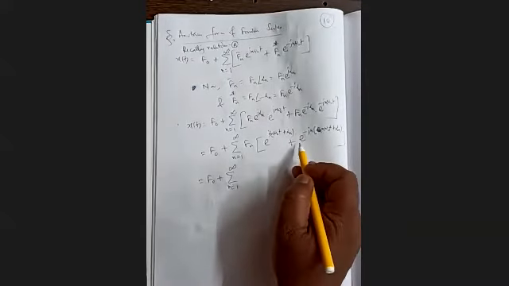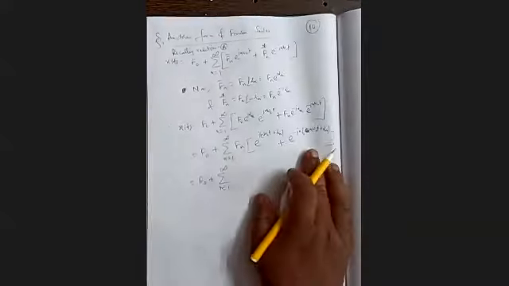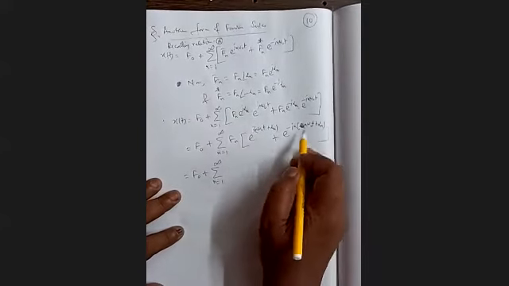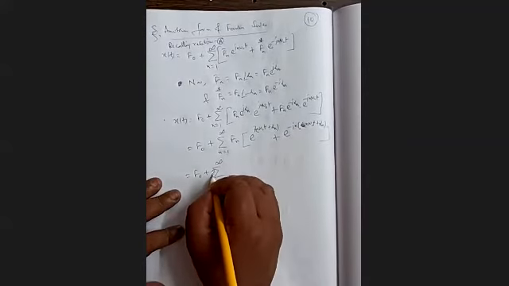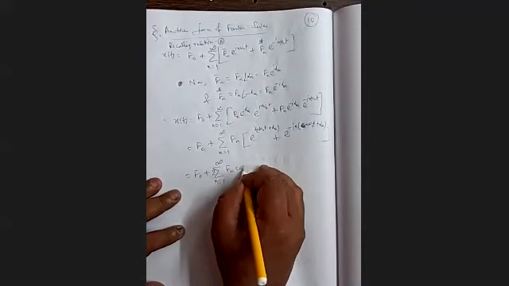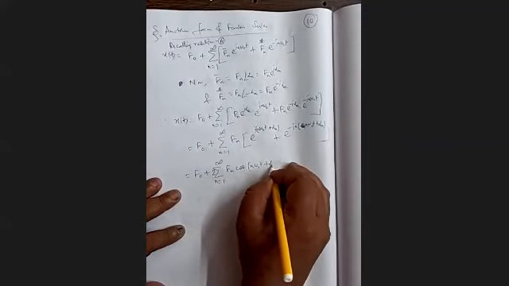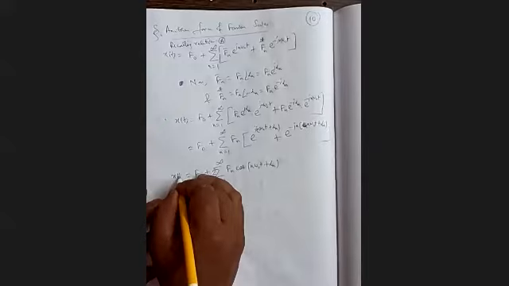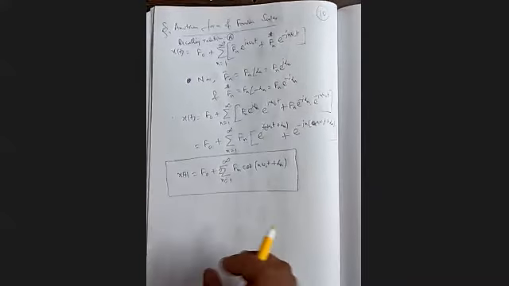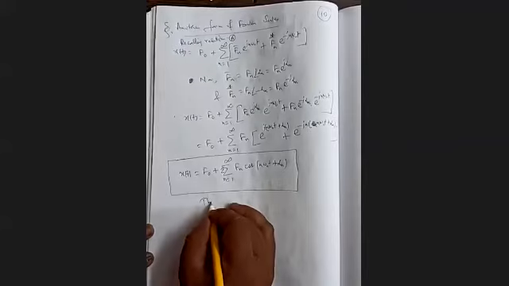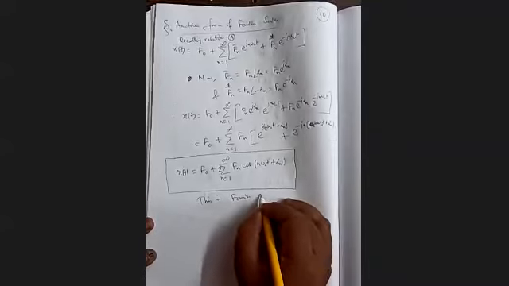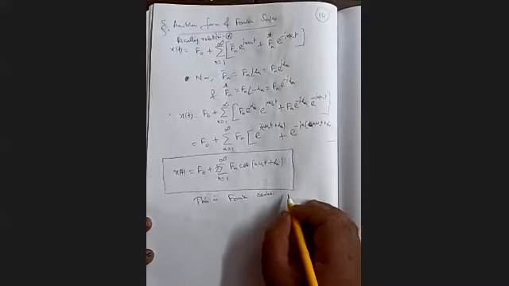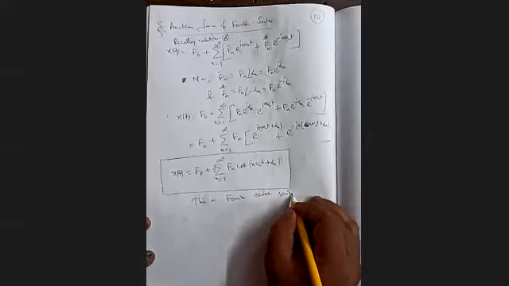So e to the power j theta plus e to the power minus j theta is what? It is e to the power j theta plus e to the power minus j theta, means 2 cos theta. So you can write 2 Fn cos(n omega 0 t plus alpha n). This is the Fourier cosine series.